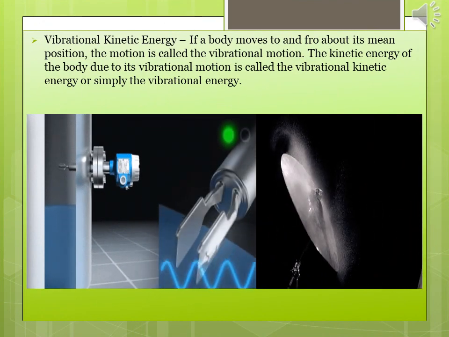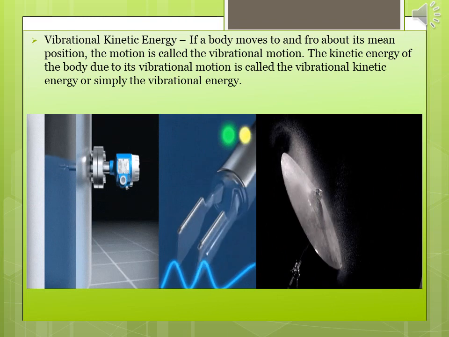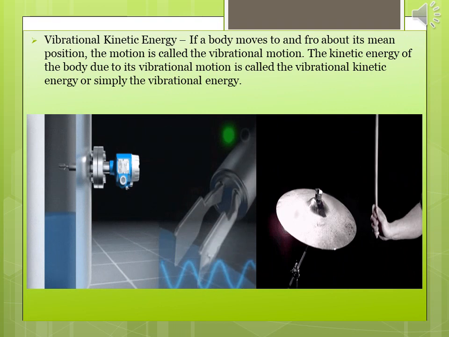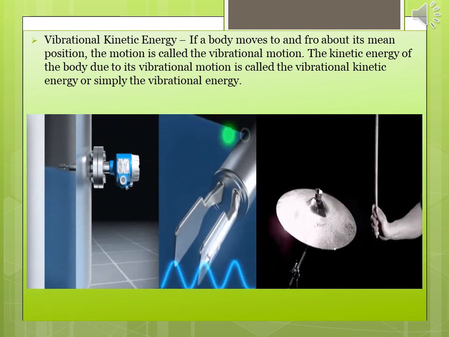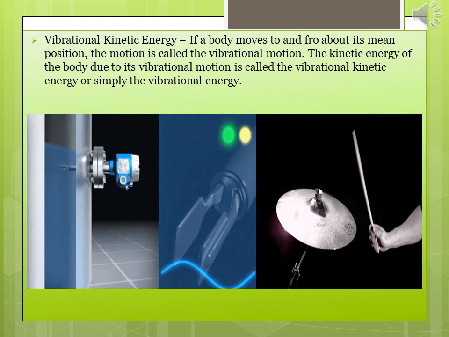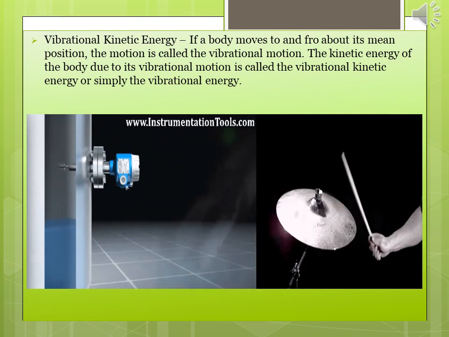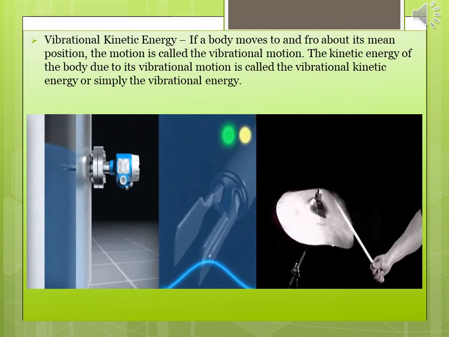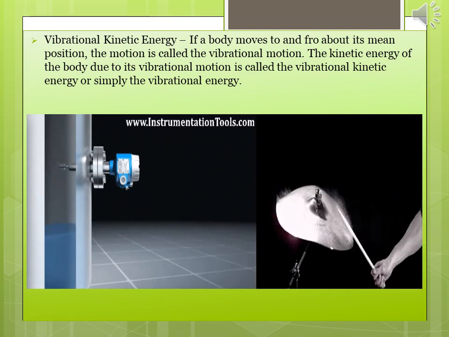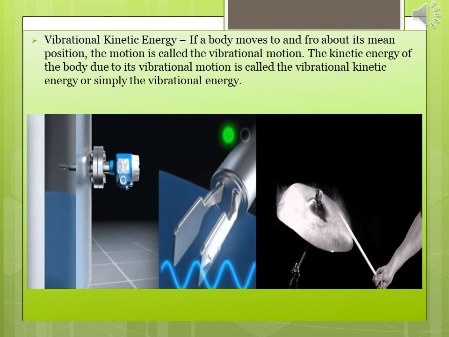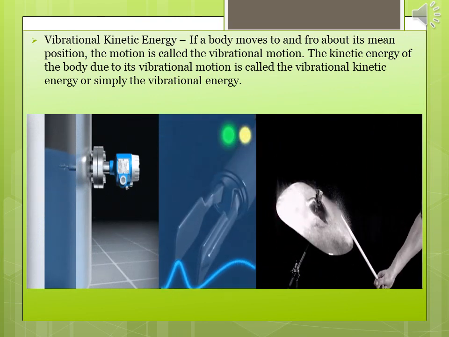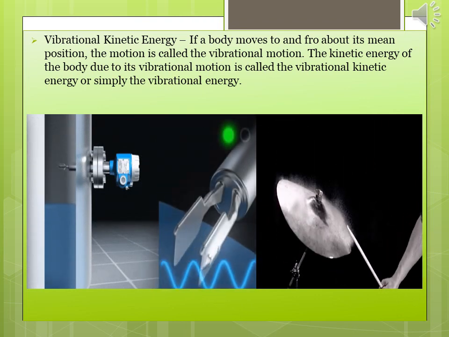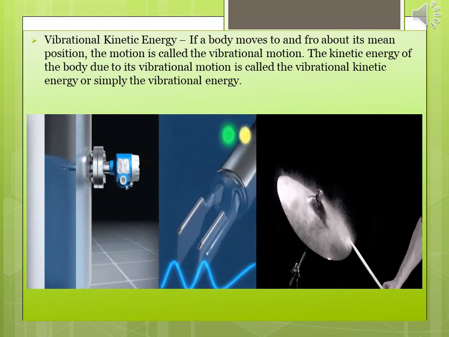Now the last one is vibrational kinetic energy. If a body moves to and fro about its mean position, the motion is called the vibrational motion, and the kinetic energy of the body due to its vibrational motion is called vibrational kinetic energy, or simply the vibrational energy. For example, a wire clamped at both ends when struck in the middle vibrates. The energy possessed by the wire is the vibrational kinetic energy. And we have so many examples from our daily life.